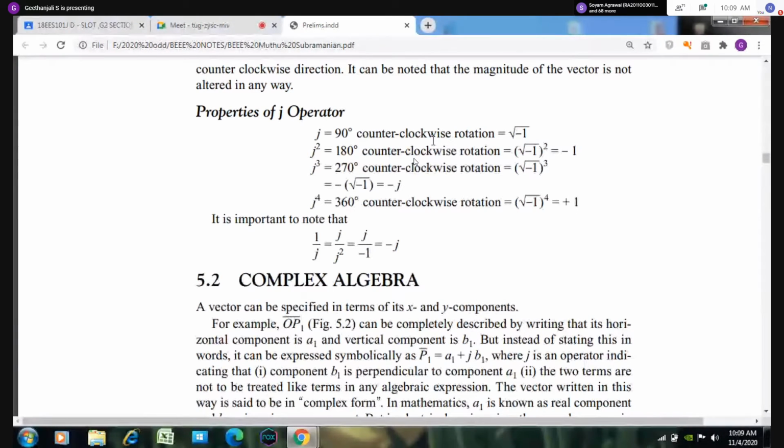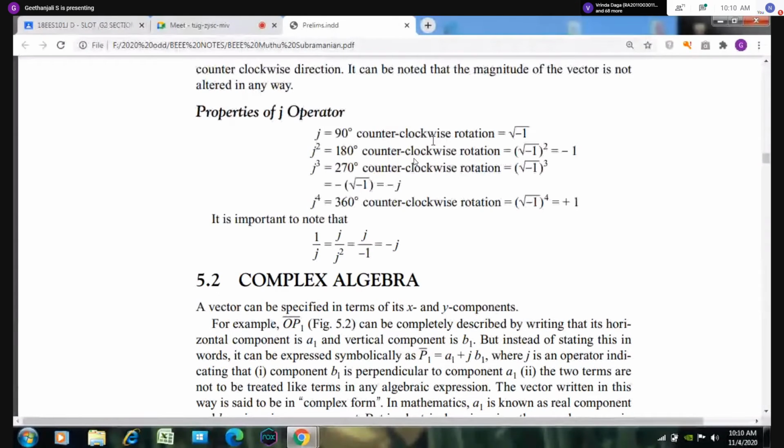They may ask in the 1 mark question: properties of J operator. Make a note. J square means 180 degree counterclockwise direction. Square root of -1 squared is equal to -1. J cube means 270 degree counterclockwise rotation, so -1 times the square root of -1, so J cube is equal to -J. Then J4 is 360 degree counterclockwise rotation, square root of -1 to the power 4, which is nothing but 1. As well as 1 by J: multiply both numerator and denominator by J, giving J divided by J square, so 1 by J is equal to -J.